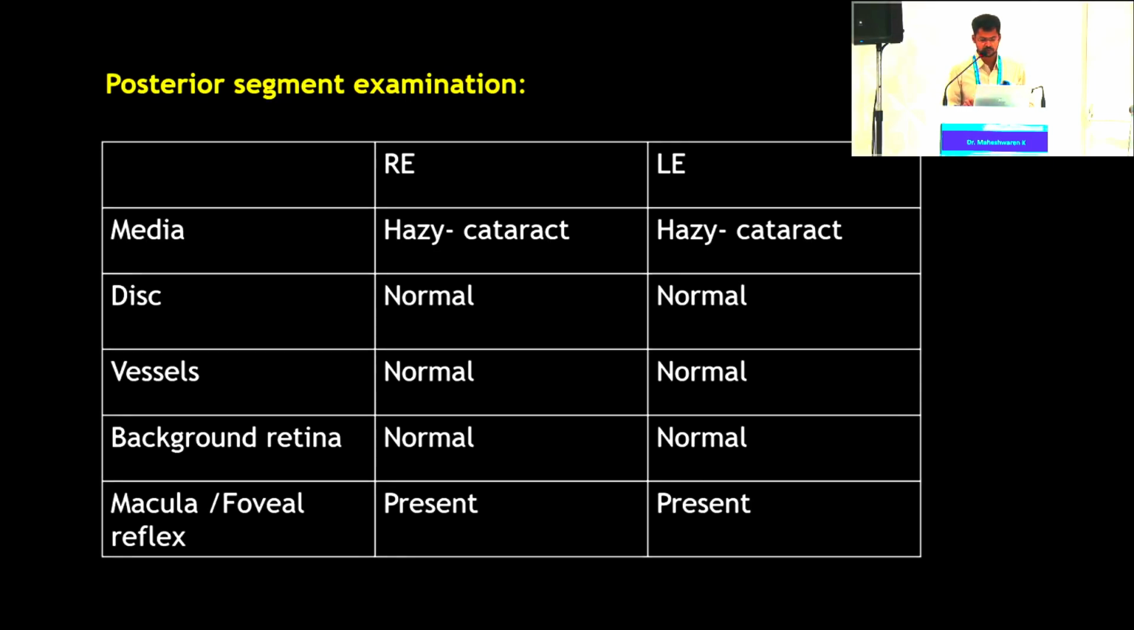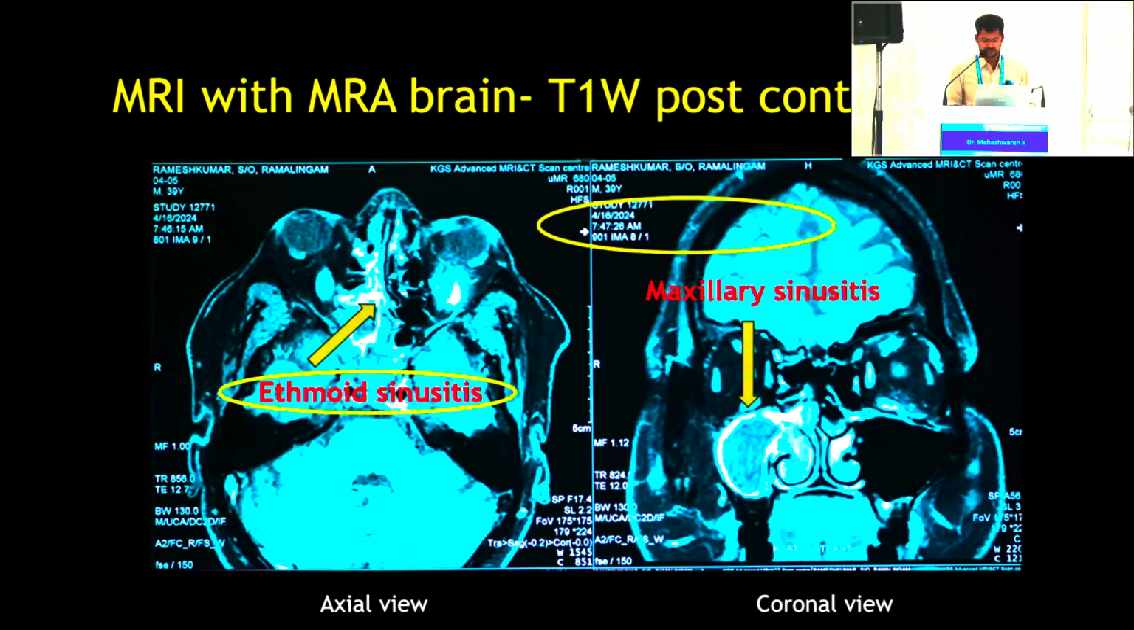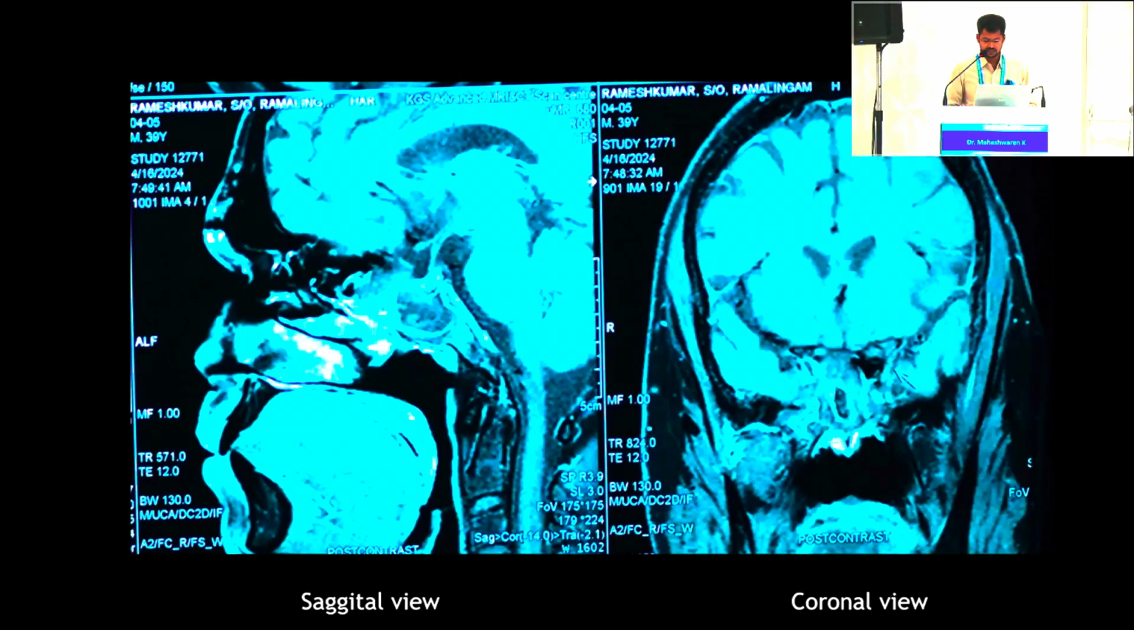In posterior segment examination, everything was within normal limits. So we ordered an MRI brain. In T1 weighted post contrast axial view, we can appreciate the ethmoidal sinusitis. In coronal view, we can appreciate the maxillary sinusitis. In sagittal view, we can note the sphenoidal sinusitis. In coronal view, there was cavernous sinus involvement noted.